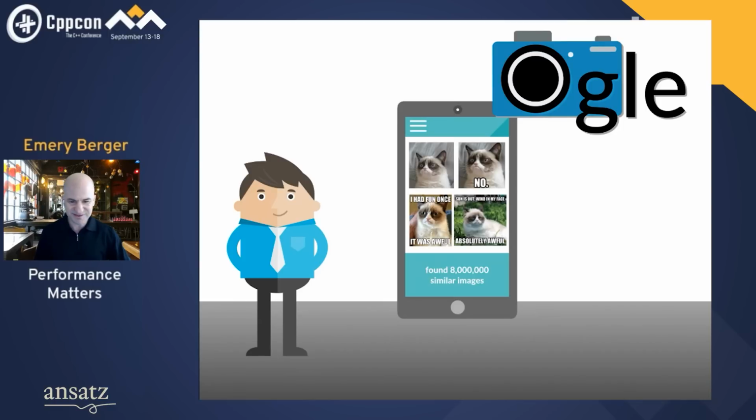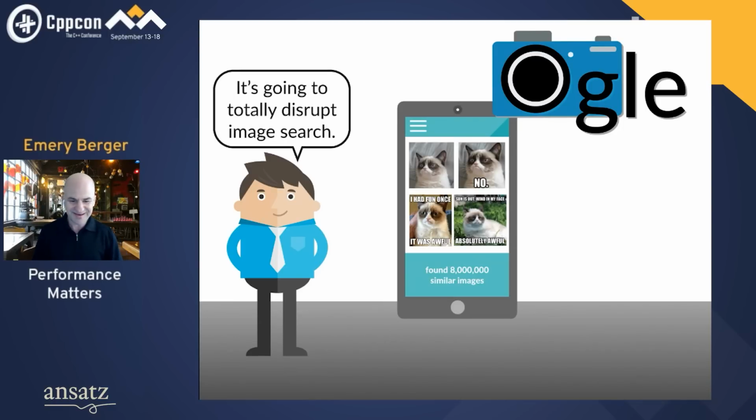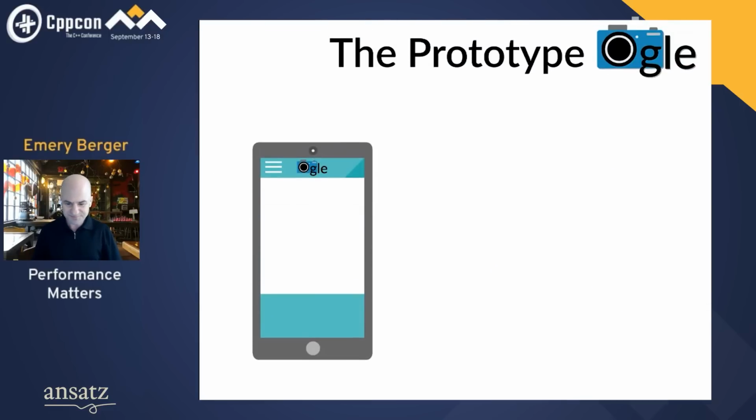Suspiciously sounds like another successful company, which is a good sign. Luke is convinced it's going to totally disrupt image search. Unfortunately, Luke has not heard of Google image search, but that's okay. Nobody tell him. All right. So Luke goes out and he sets out to create his prototype of Ogle.